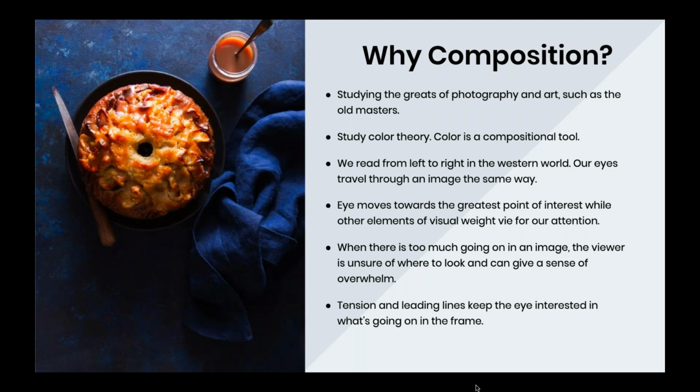So fundamentally, leading lines and tension are what are going to keep the eye interested in what's going on in the frame. An example of tension in this image would just be the spoon at the top is cut off a little bit, the prop on the side is cut off a little bit, and that just keeps the eye from wanting to bounce out of the frame and just coming back to the subject again.